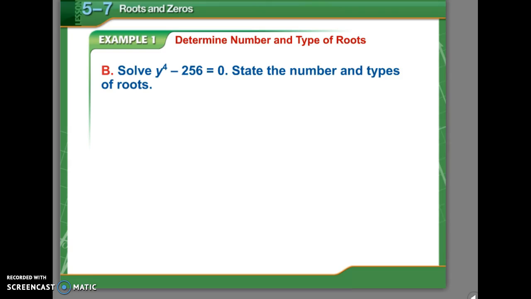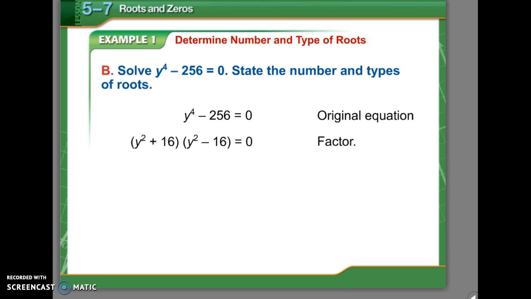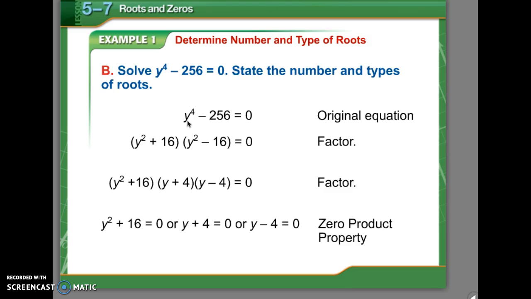All right, part B, we have y to the fourth power minus 256 equals 0. Let's try to solve that. The first thing we're going to do here is we notice that this is a difference of squares. y to the fourth can be written as y squared, squared. And 256 is the number 16 squared.